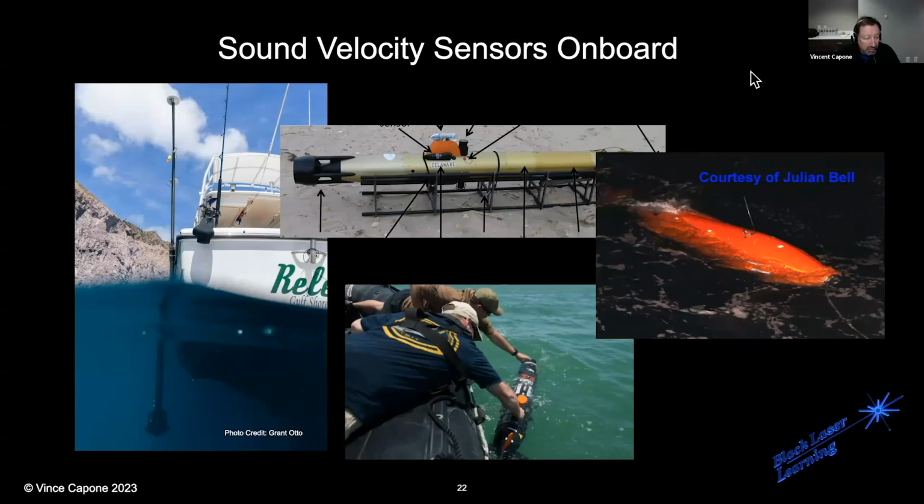So that's a basic overview of sound velocity and how we use it. Any questions on that?